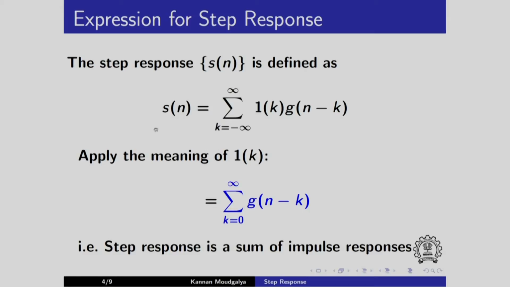That is, the step response is a sum of impulse responses. Remember, this is the impulse response, that is how this G is defined. This is the step response. So the step response is obtained as the sum of impulse responses.